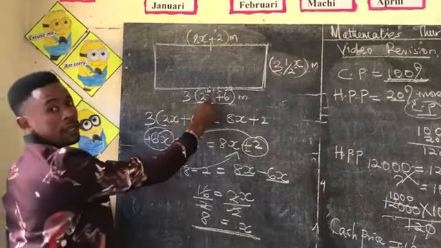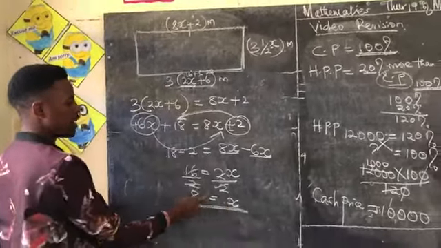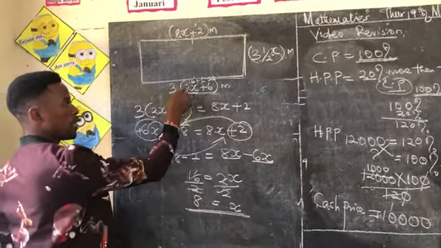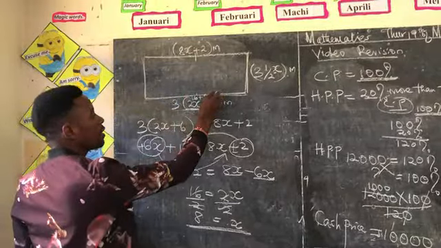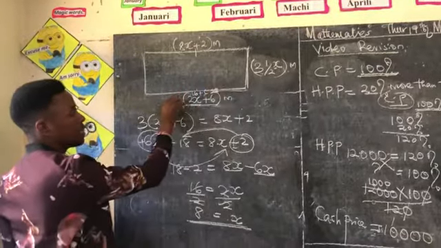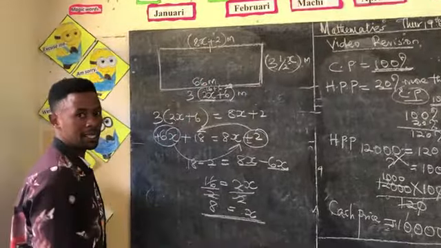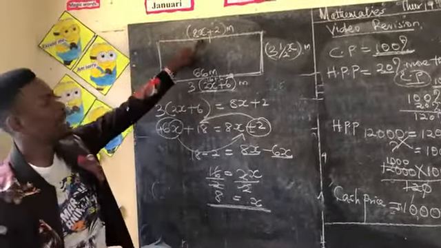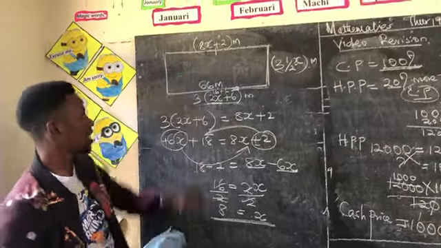So 2x will be 16. That is 2 times 8. 16 plus 6, that is 22. 22 times 3, that is 66. So the measurement of this side is 66 meters. Let's see whether we'll get 66 on the other side.